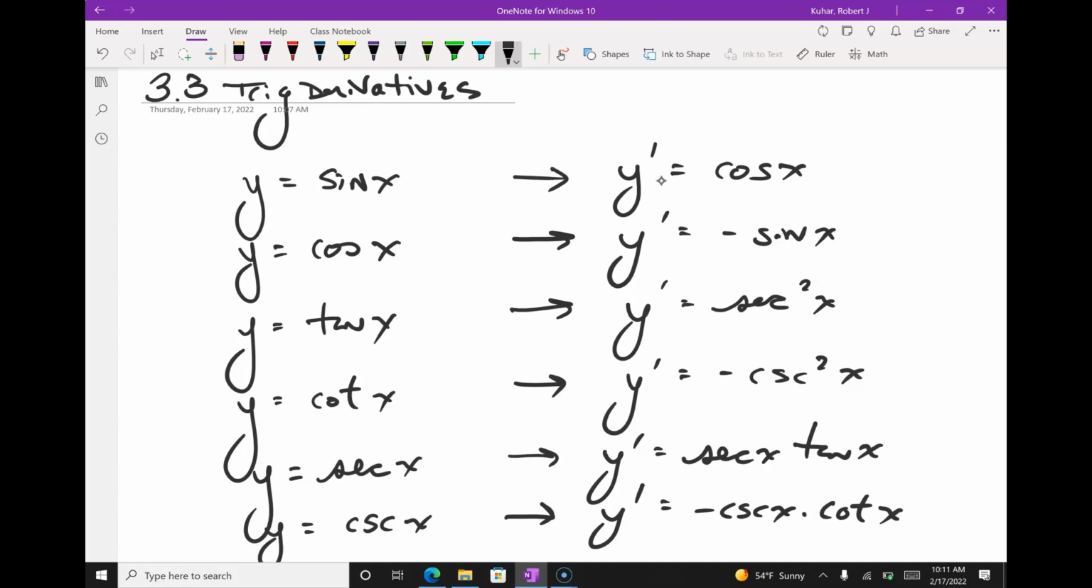Let's do the secant, okay? Let's do the secant. You already saw me do tangent today, right, with the quotient rule. Let's do secant.